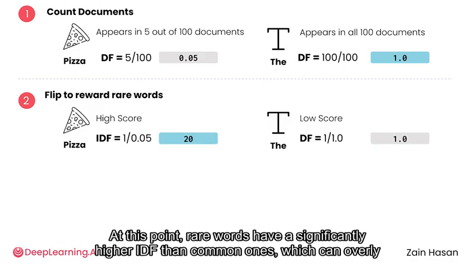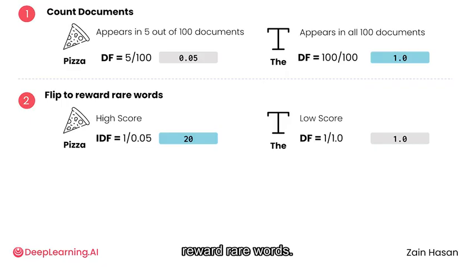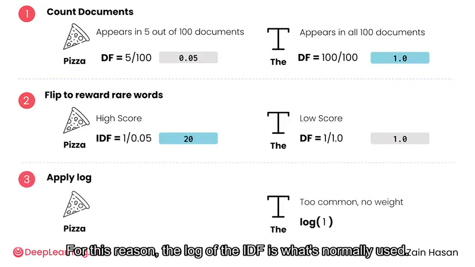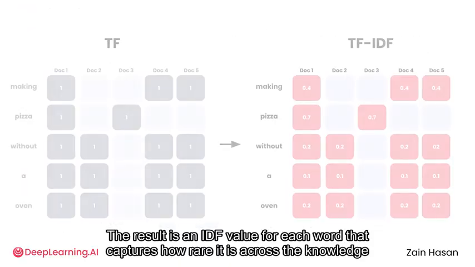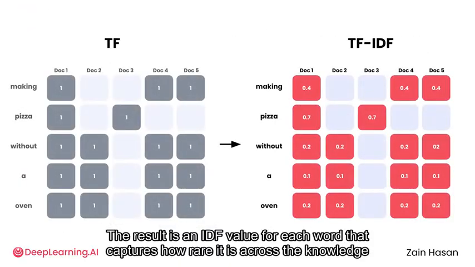At this point, rare words have a significantly higher IDF than common ones, which can overly reward rare words. For this reason, the log of the IDF is what's normally used. Rare words still have a greater weight, but it's less exaggerated than before. The result is an IDF value for each word that captures how rare it is across the knowledge base.